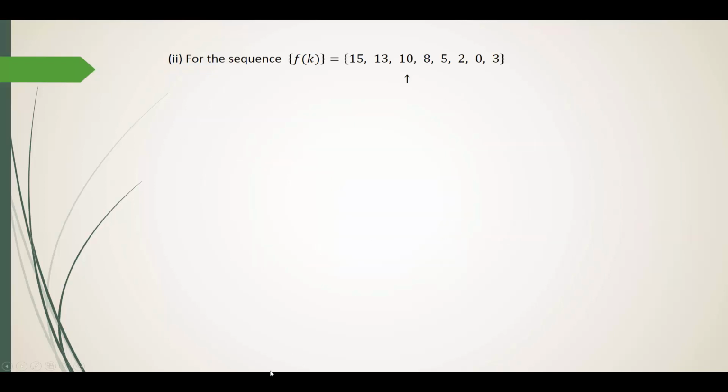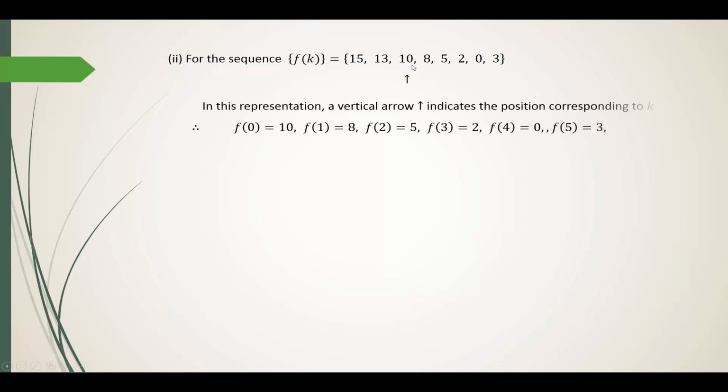Second example, for the sequence f(k), in the same way the arrow is here, meaning this is the value at the point k equal to 0, the value of f(0). So f(0) is 10, f(1) is 8, f(2) is 5, f(3) is 2, f(4) is 0, f(5) is 3, f(-1) is 13 and f(-2) is 15.